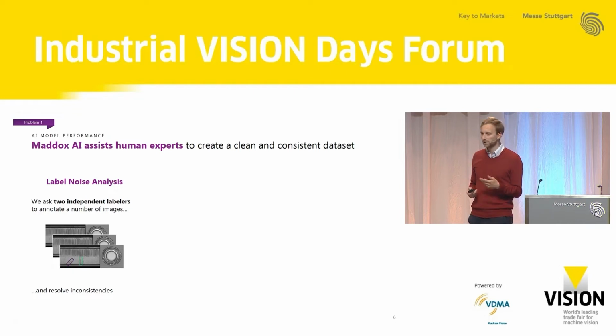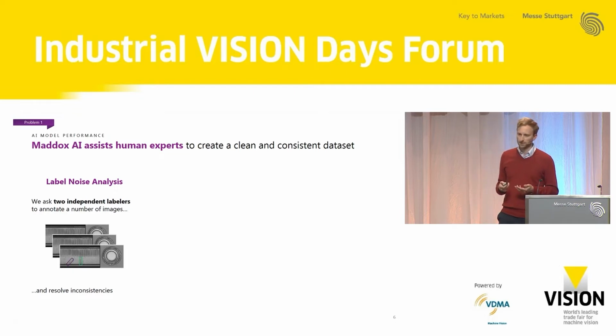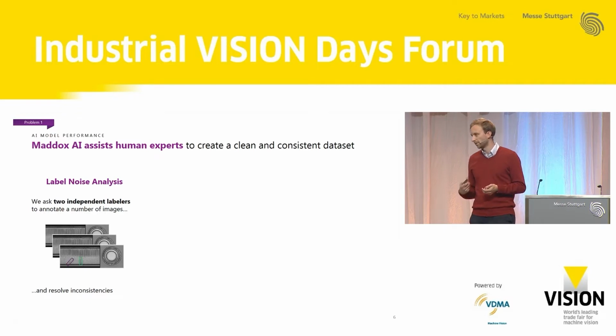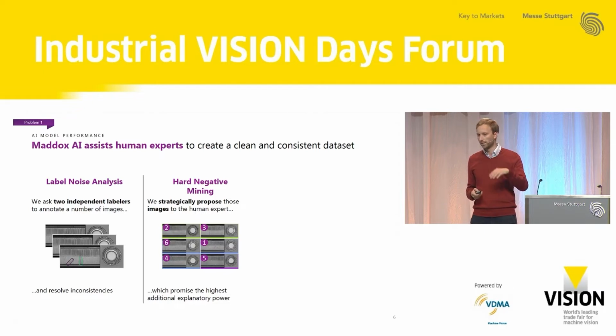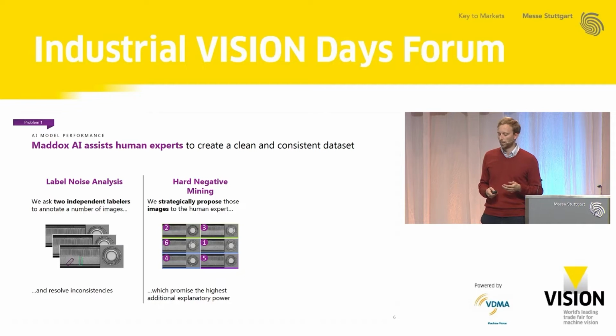So the first one being, obviously, we do what is called label noise analysis. So we show the same images to different labelers, show the inconsistencies, and then solve these inconsistencies so that we have a clearly structured data set. The second thing we use is what we would call hard negative mining. So we always propose the image that brings the highest additional explanatory power to the model to the labeler who labels the images. And this way, we actually limit the number of images that we need to label in order to develop an operating model.